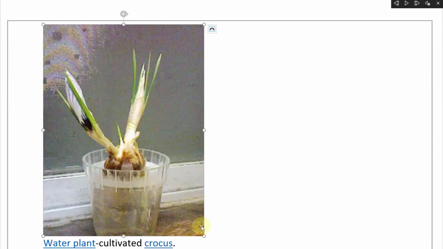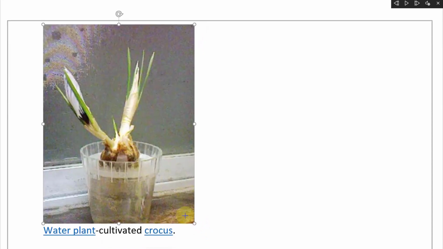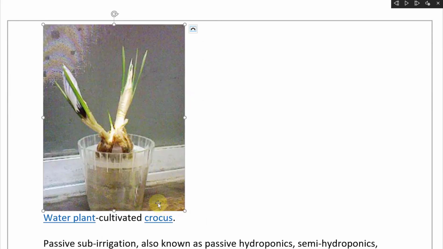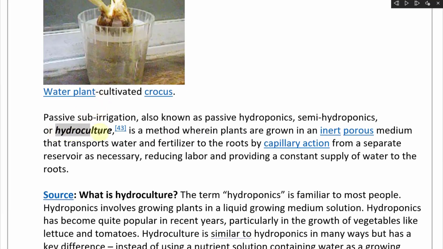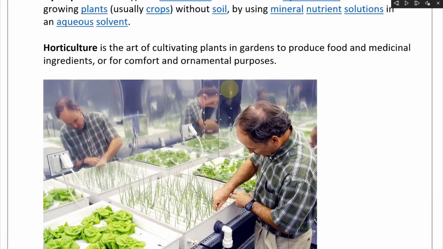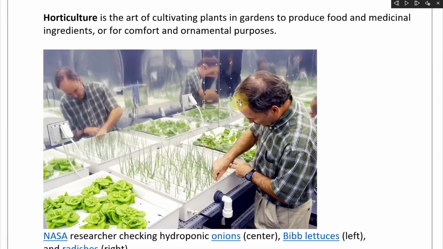Now here is another setup. Here is a water plant, cultivated crocus. So you can see the mineral solution in there. This is putting the plant directly in the mineral solution. That's hydroponics.